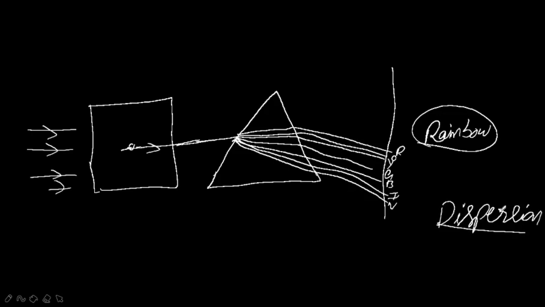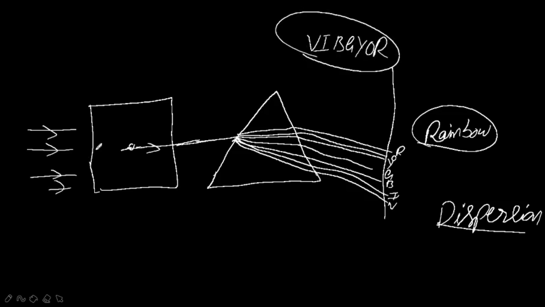Now what do we mean by dispersion? Dispersion is the splitting of white light into its component colors when it passes through a prism. And how many colors did we get? 7 colors, that is violet, indigo, blue, green, yellow, orange and red. Using all these words we wrote an acronym. The acronym to remember these colors easily is VIBGYOR.